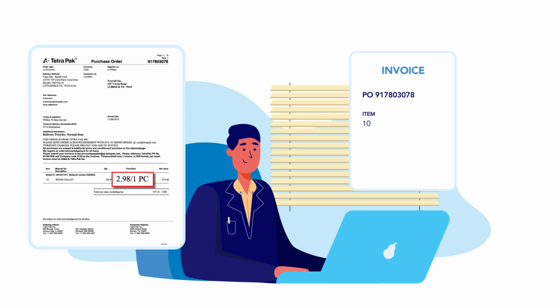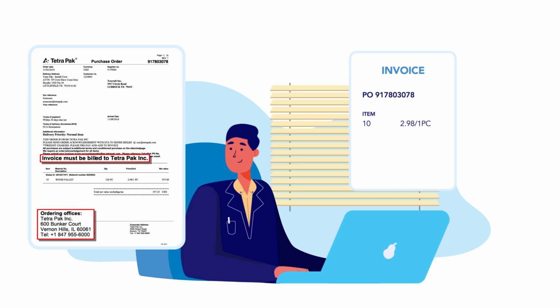Follow the exact unit price as specified in the purchase order, including the decimals. The invoice must be sent to the branch of Tetra Pak responsible for the order, which is informed in the same document. Note here where we find this information.